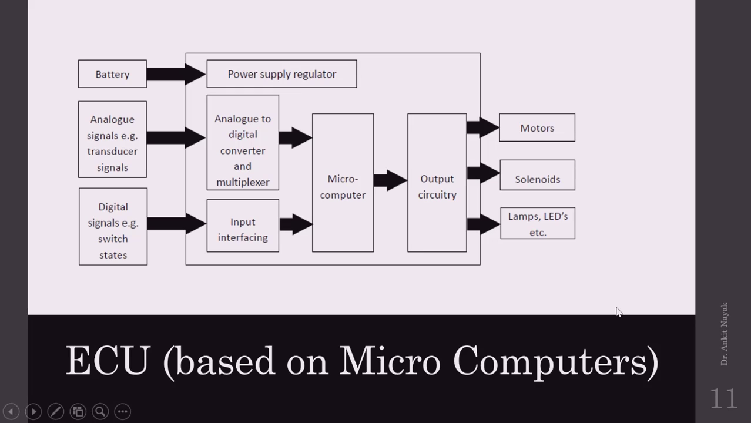Then coming to the next thing, let us discuss the ECU based on the microcomputer. So this ECU is based on a microcomputer. Here you can observe that there should be a battery to supply the power, then analog signals supplied from different transducers, then digital signals from the switches. Then the analog to digital converter and input interfacing, and the microcomputer and output circuit. The microcomputer is used to decide the parameters of the output circuit which we have to control.